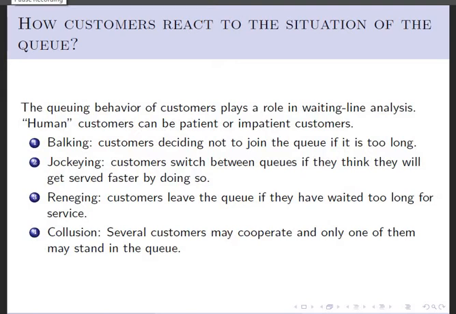Queuing theory is helpful in explaining the math behind how queues run. But when queues involve humans, queue psychology is important to understand, as well as the queue experience. Customers can be patient or impatient, hence they show certain behaviors like balking when they don't desire to join the queue, jockeying when they decide to switch between queues, reneging when they decide to leave the queue, and finally collusion, when several customers may cooperate and only one of them stands in the queue.